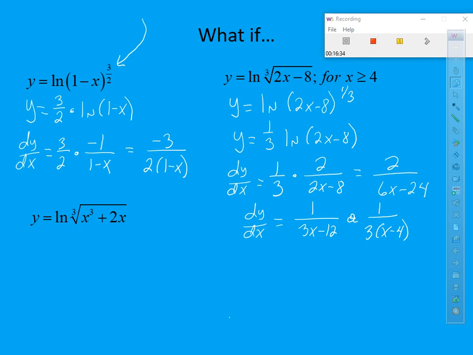Then it looks like I've got one more before I change pace just a little bit. So on my number 12, I've got y equals the natural log of x cubed plus 2x to the 1/3 power. Let's rewrite that as y equals 1/3 the natural log of x squared plus 2x.